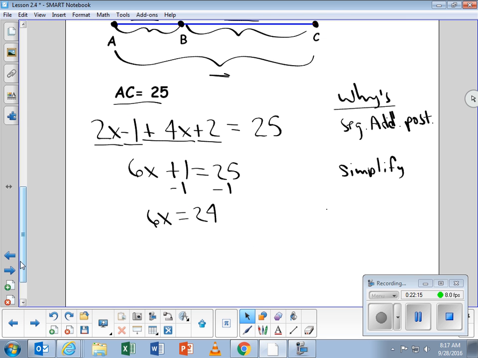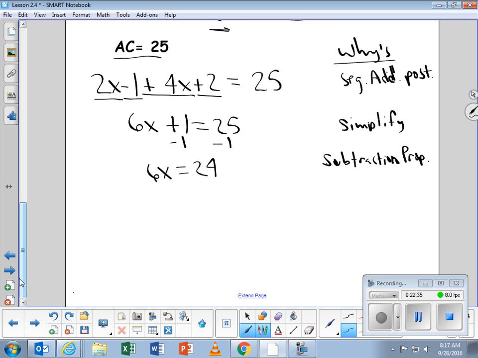So that means over here I write subtraction property. Okay? Subtraction property. What's the last step of solving this, Brandon? Divide by 6 both sides. Divide both sides by 6, and so x is equal to 4, and what goes here as to why I did that? Paul? The division property. The division property. I divided both sides, so I used division property.